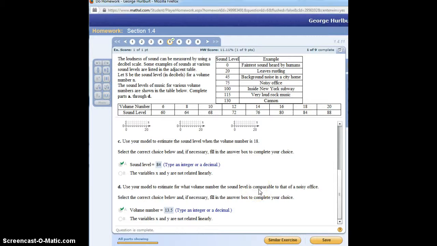Okay, so those are the sort of things you're going to be looking at in this section. I hope that helps. If it doesn't, let me know where you think you're having trouble, and I'll get back to you with some more examples.